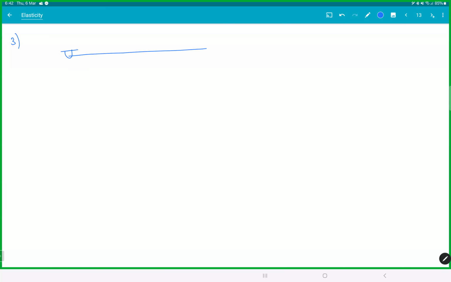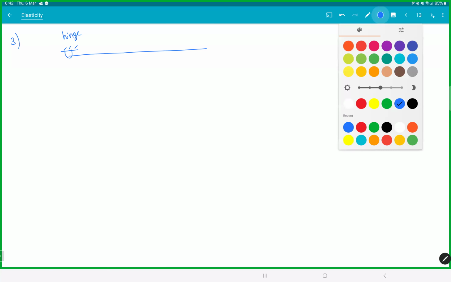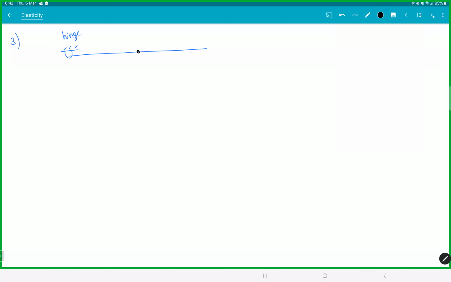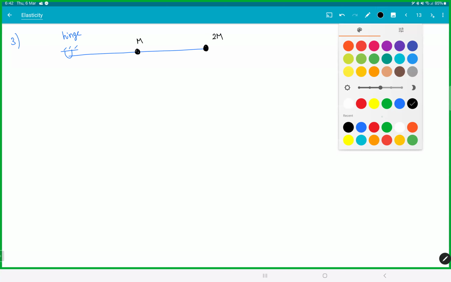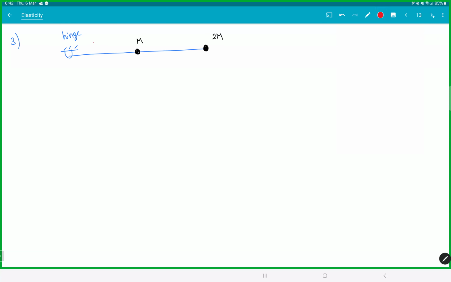So we have a hinge here. We have a mass m attached here, and we have a mass 2m attached here. This thing has Young's modulus Y, area A, length L. This is also Y, A, length L. So basically the length of the rod is 2L.